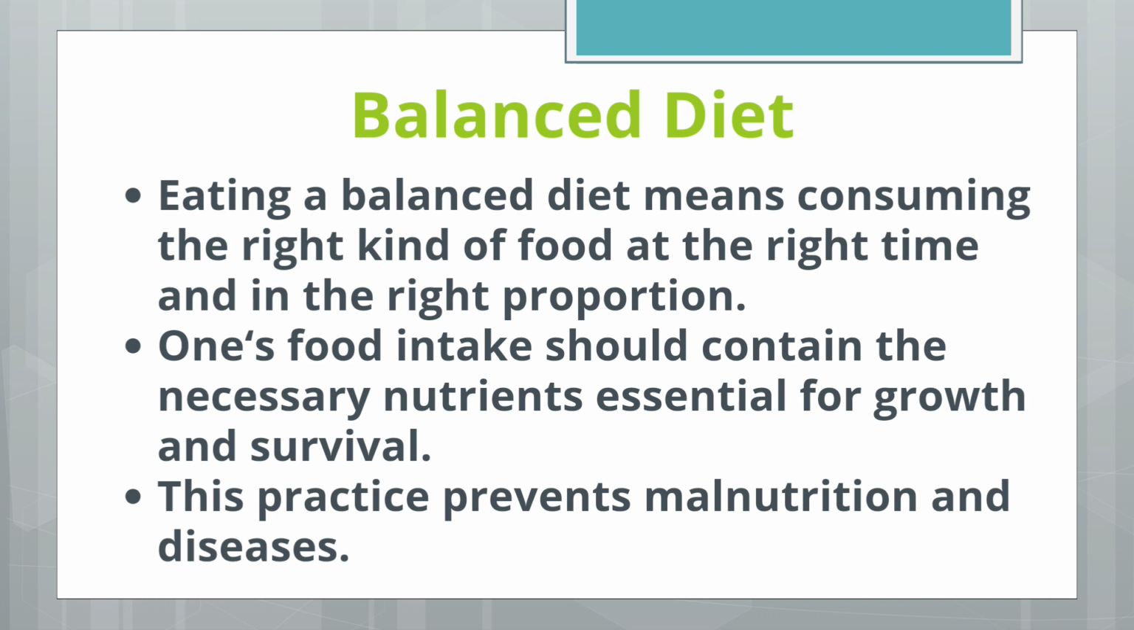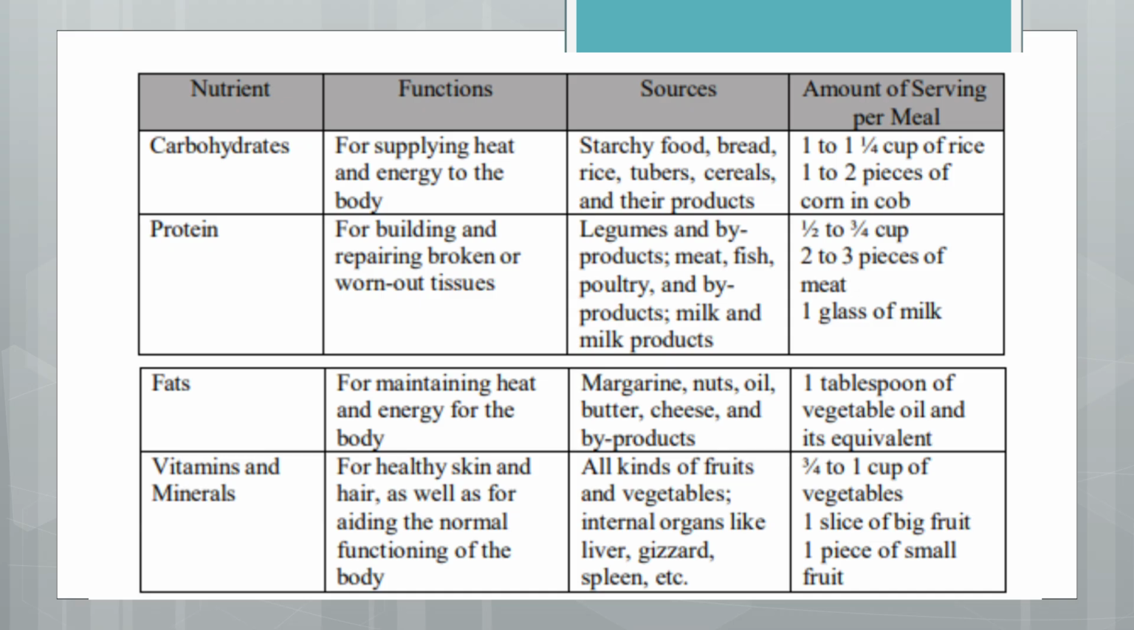Eating a balanced diet means consuming the right kind of food at the right time and in the right proportion. So, one's food intake should contain the necessary nutrients essential for growth and survival. This practice prevents malnutrition and diseases. Now, to get a balanced diet, we also need to consider the nutrients that we will be taking in.